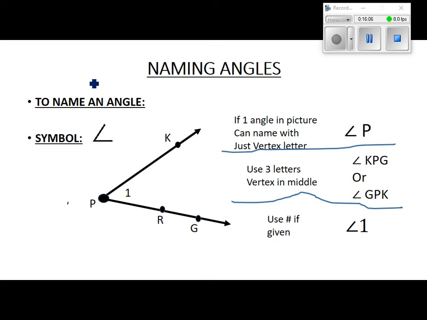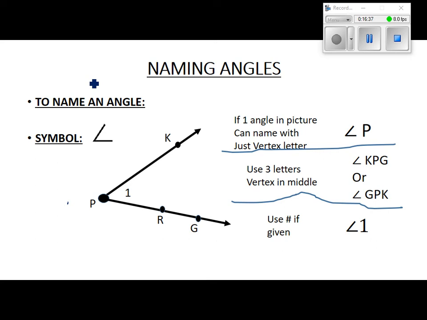Where are students going to mess that up? What are they going to do? PKG. They're going to start here and go out one of the other directions. You've got to start at one side and go around the angle. Another way you can name it, this way I do not like at all, is the angle symbol and 1 letter. And that's fine if there's only 1 angle in the picture.